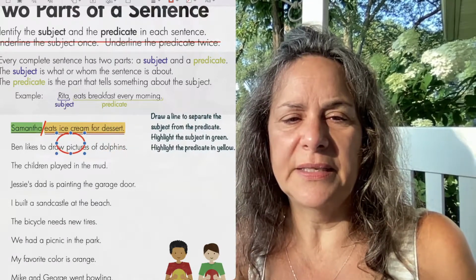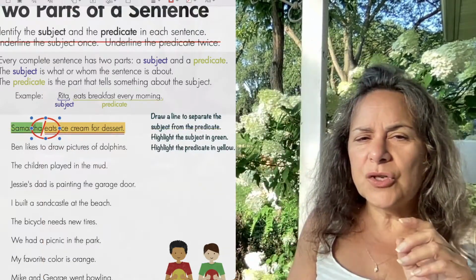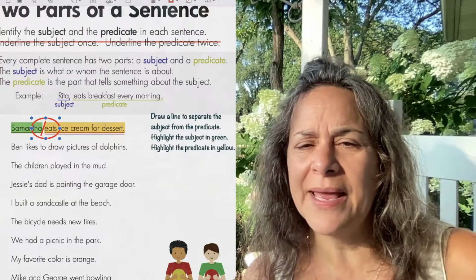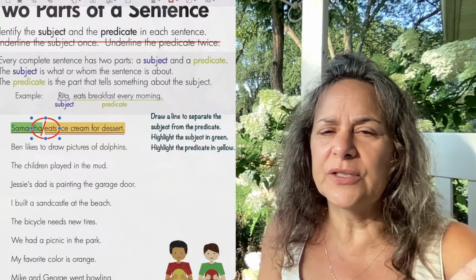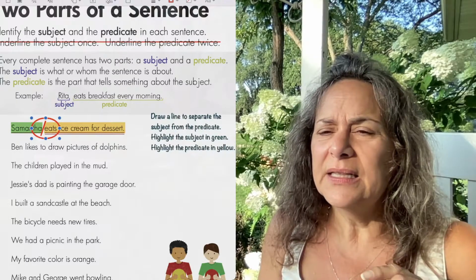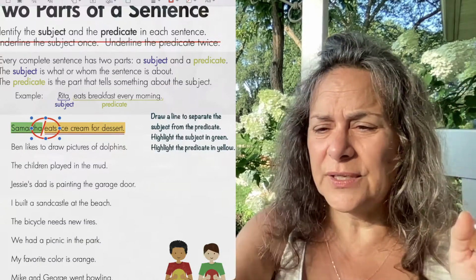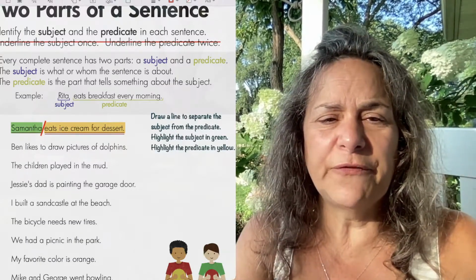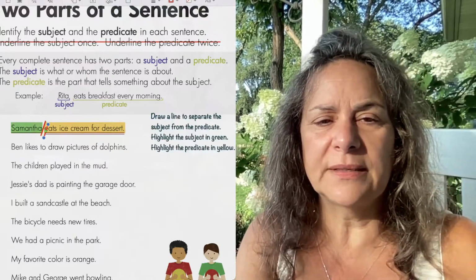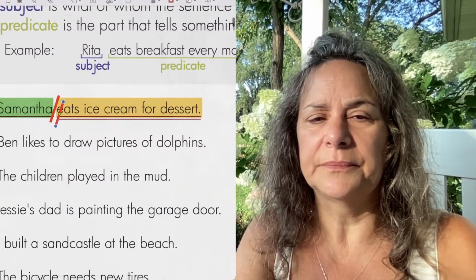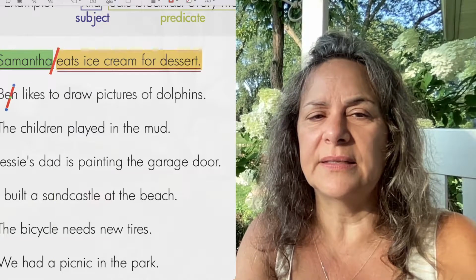right here. All right? So that's what I want you to do. And then highlight, instead of underlining, highlight the subject in green and highlight the predicate in yellow. All right? So that's what I would like you to do. So let's take a look at these. So the very first thing that we're going to do is put this line where it belongs to divide this sentence now.